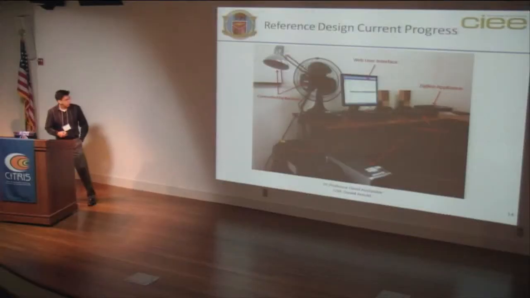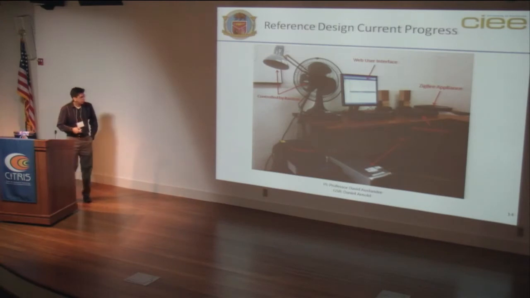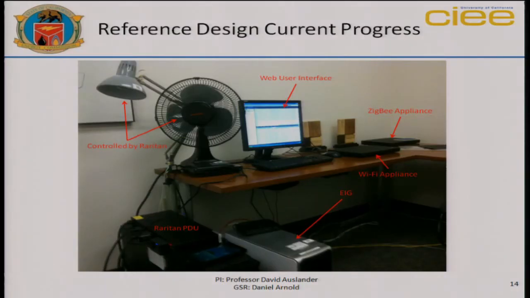This is a picture of the gateway with some elements it's controlling in our old office upstairs, just down the hall. The gateway, which we call the EIG, Energy Information Gateway, in this context is housed on a desktop computer. We can communicate with Wi-Fi appliances and Zigbee appliances via those respective standards. They're housed on laptops here. On the web interface, the user can come in and tailor their response to a demand response event and also view the status of all connected appliances.